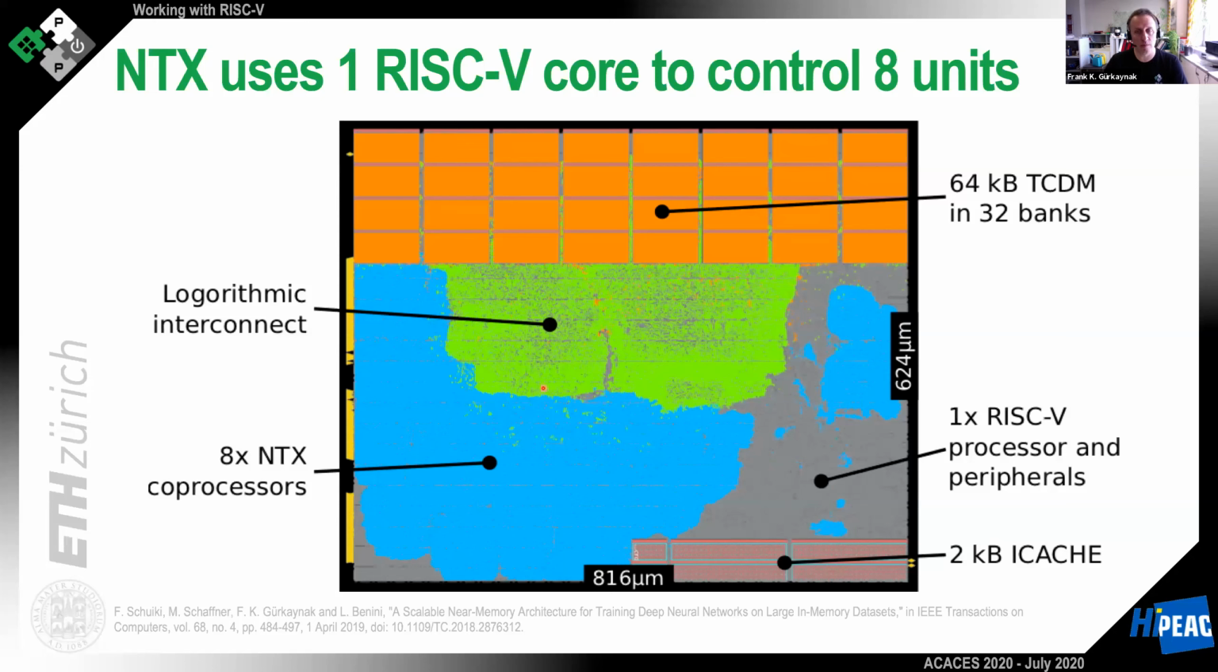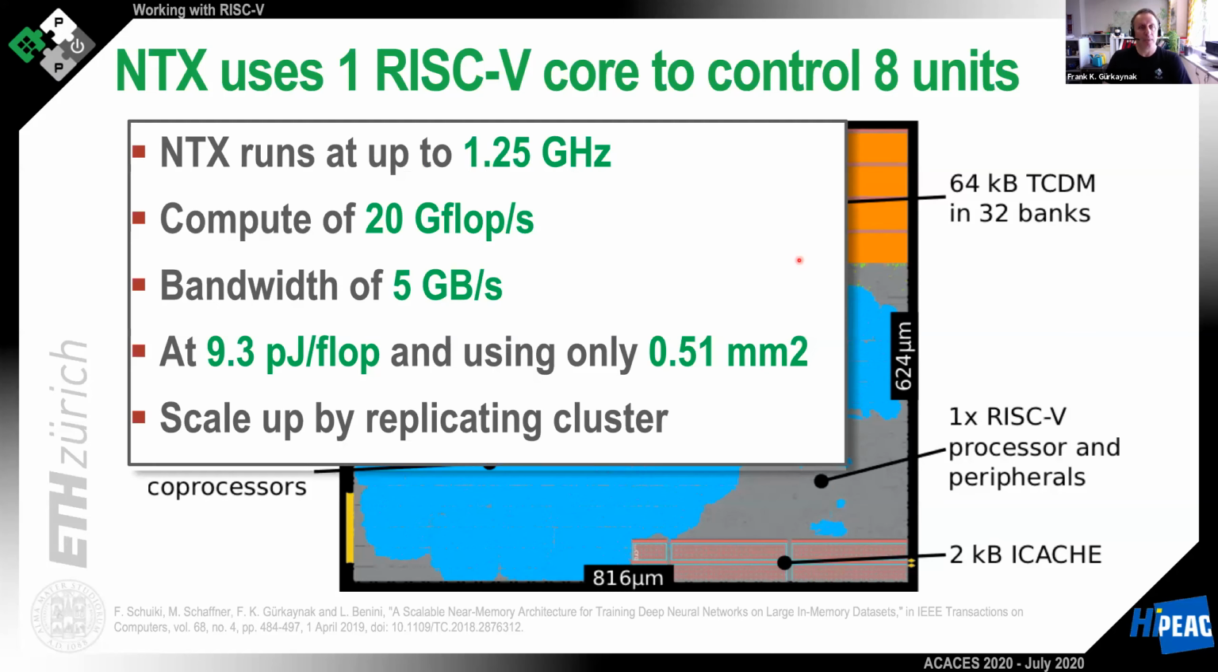I think there was a question about how much space it occupies, or what the areas are. So here you see the sizes. This is 22 nanometer as it was manufactured, and the reference is also available below. This part runs up to 1.25 gigahertz, 20 gigaflops, a bandwidth of 5 gigabytes, and you can scale this up by replicating the cluster as many times as needed.